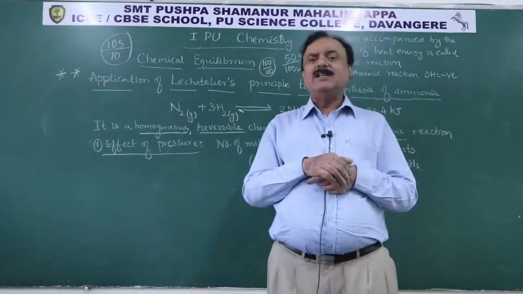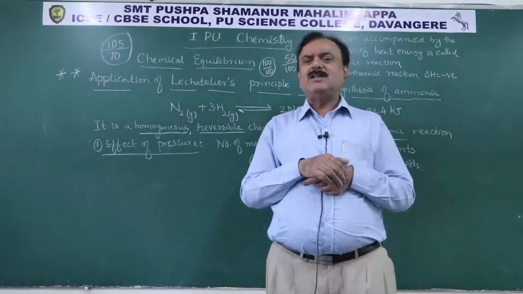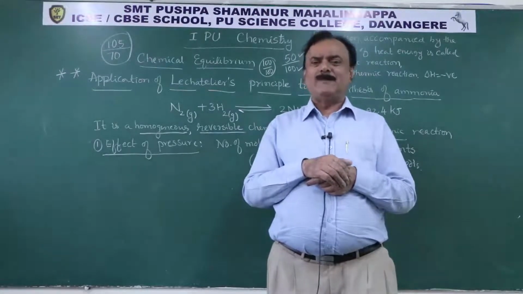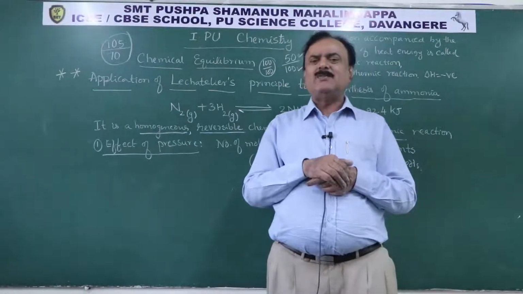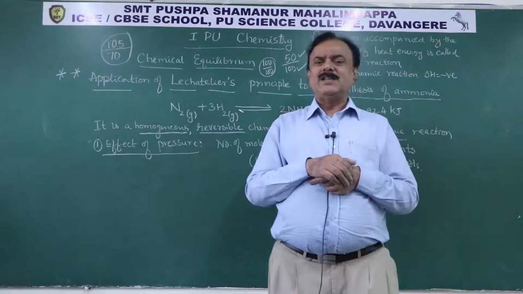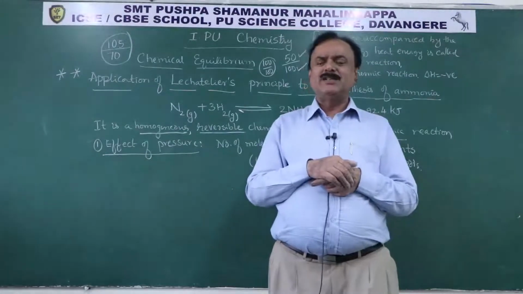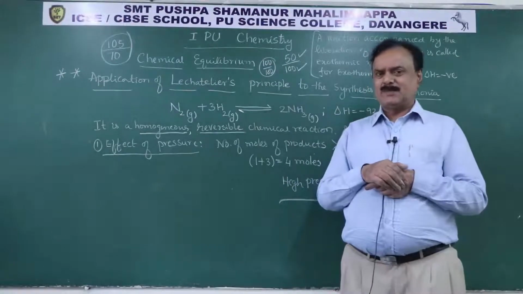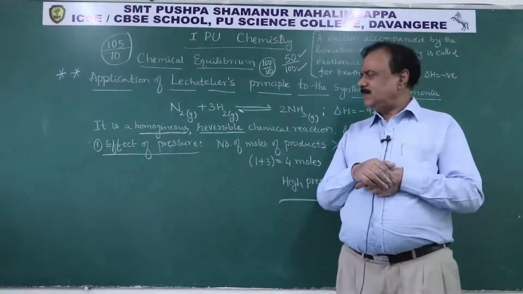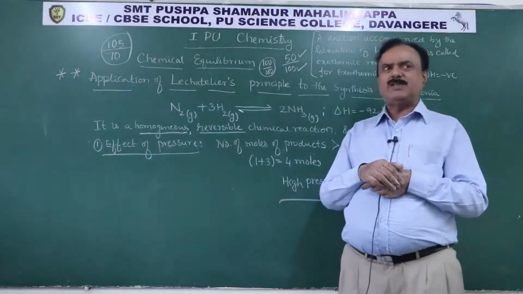That is why an increase in pressure increases the yield of ammonia, because the number of moles of products is less and the number of moles of reactants is more. In such cases, an increase in pressure increases the amount or yield of the product. But what is the effect of a decrease in pressure?